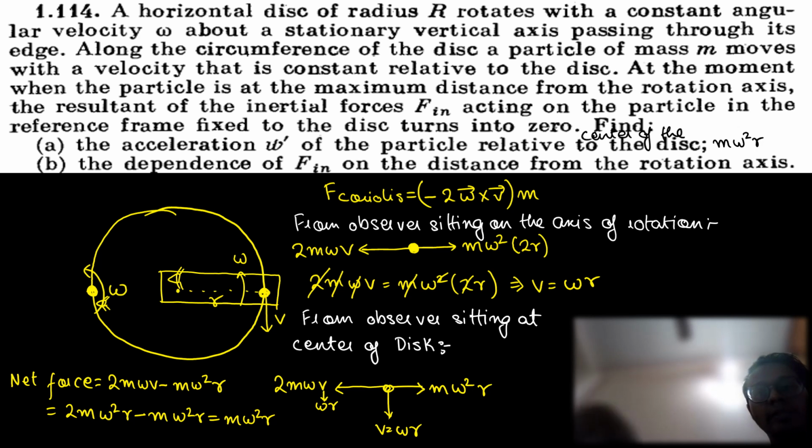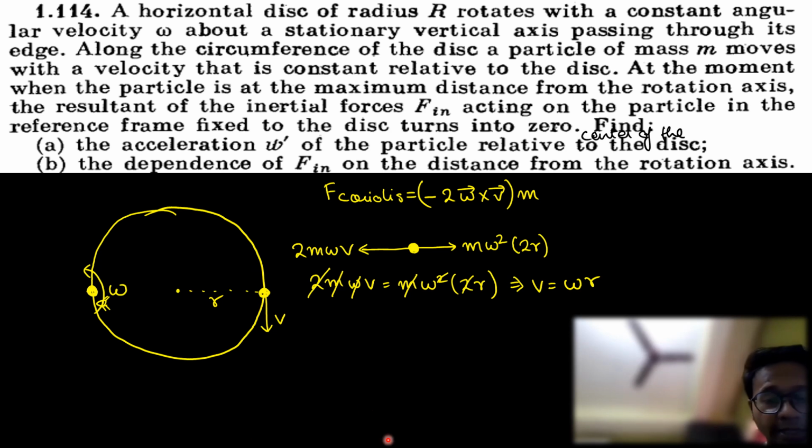Understood? So let's do our calculation again. Now the second part of the question says that this particle, instead of being situated out here, was situated at any point on the circumference of the disk, let's say this point, and it was moving tangentially with velocity v, where v is equal to omega r. Fair and fine. Now the question asks for the dependence of F inertial on the distance from the rotation axis. That means, what is the total inertial force acting on it as seen by the outside frame of reference?